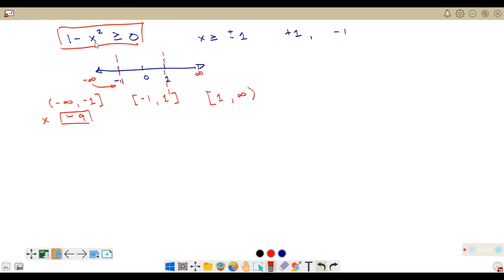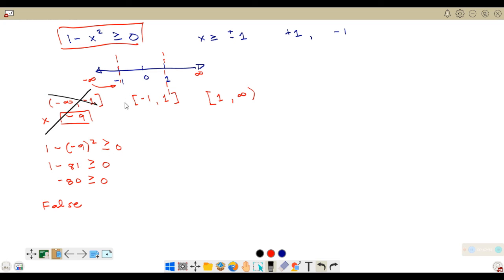Let's substitute negative 9 to x squared. So, we have 1 minus negative 9 squared is greater than or equal to 0. 1 minus the square of negative 9 is 81. So, is this true or false? We have 1 minus, meron kang negative 80. Is this greater than or equal to 0? No, this is false. Therefore, itong buong interval na ito ay x na, hindi na siya kasali.